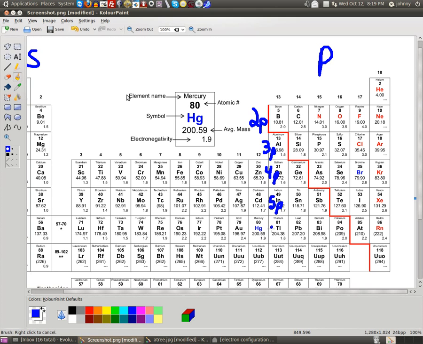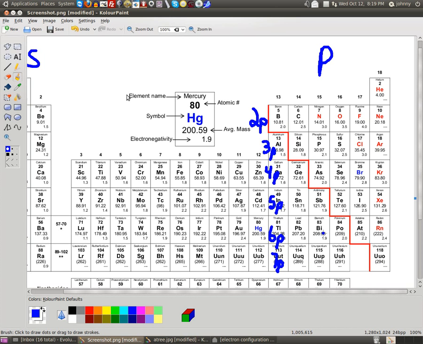Down here would be 6p, and then this one would begin the 7p. Now, explain to them that boron's location would be 2p1, carbon 2p2, fluorine would be 2p5 because it's the 1, 2, 3, 4, the fifth element in that row, so that would be 2p5. And explain all the way down to UUO, which would be 7p6.